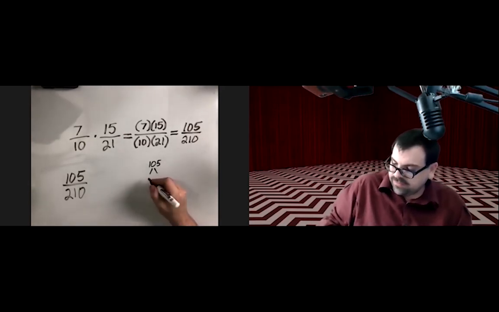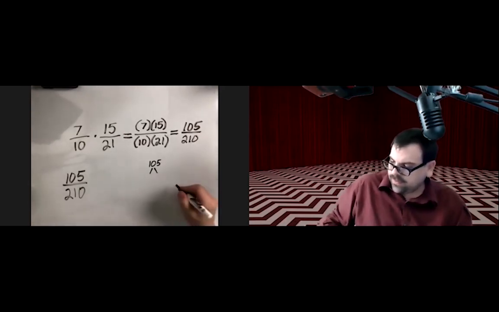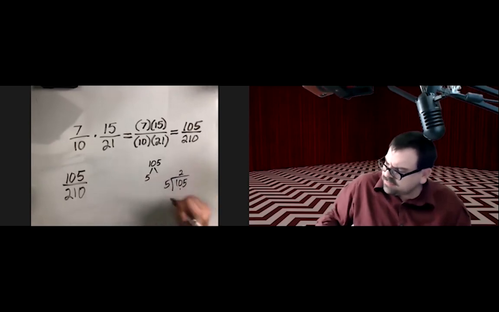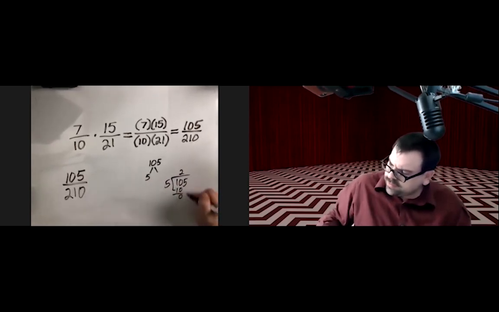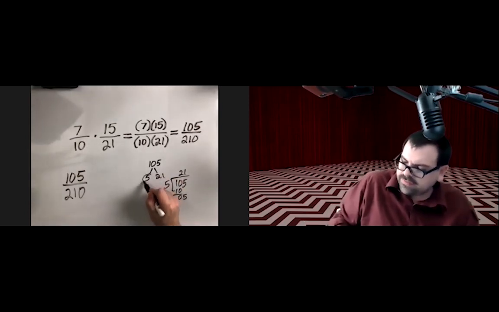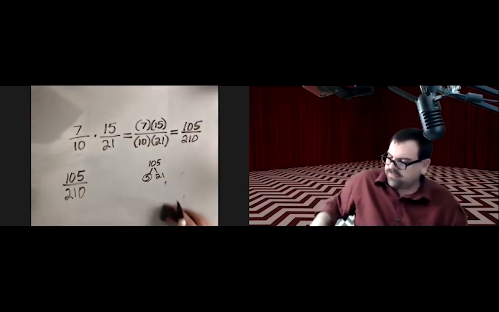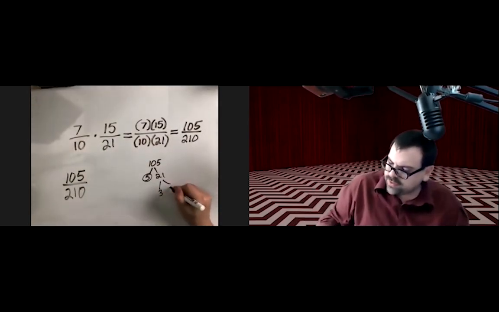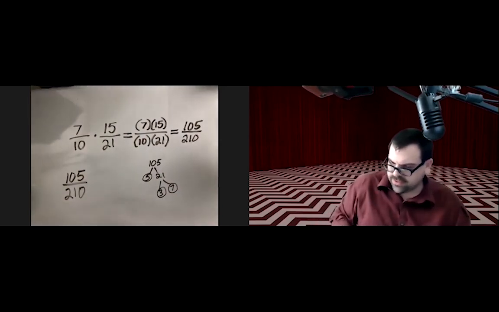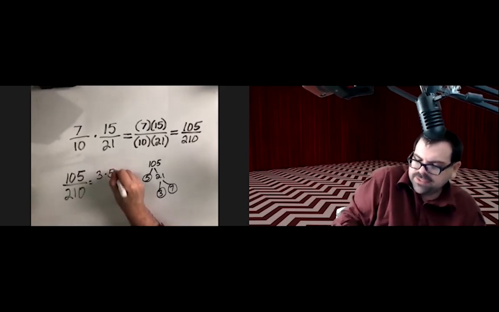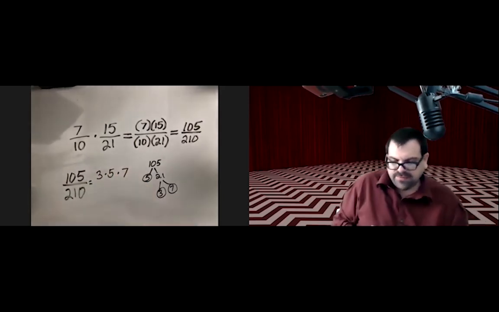So 105, I know we just did this, but it was 5 times what? 5 times 21. 5 is a prime factor. 21 is 3 times 7. Those are both prime factors. So 105 is 3 times 5 times 7.